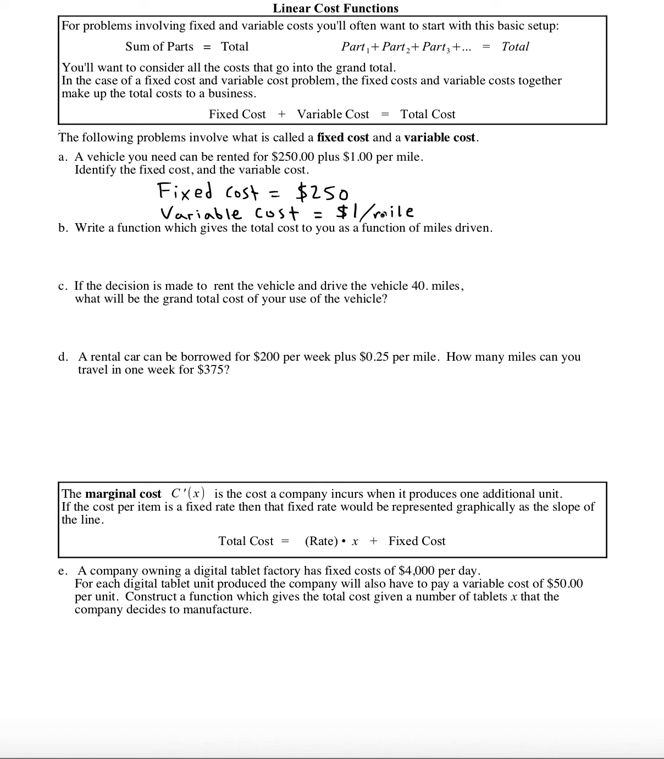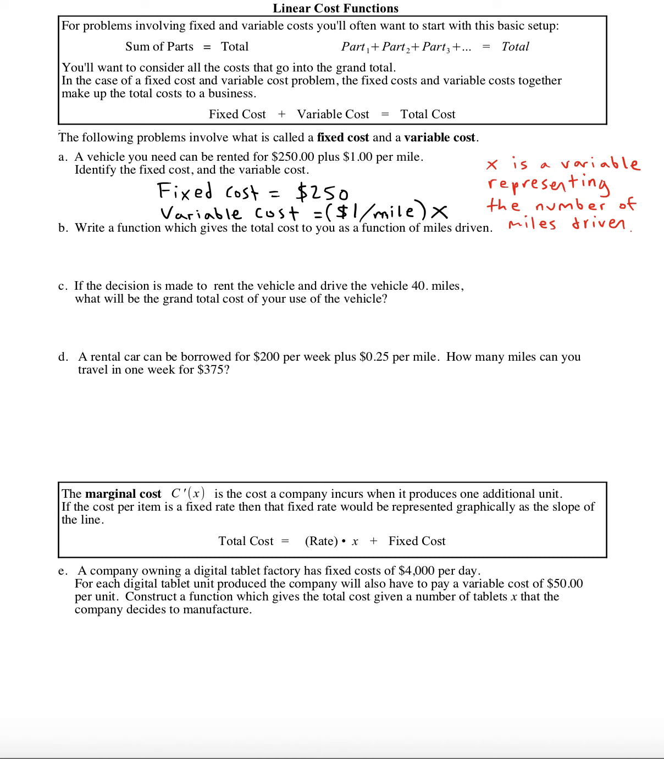But what we'll do in order to figure out how much money it ends up being is we'll actually multiply that $1 per mile times the number of miles driven. So here x is a variable representing the number of miles driven.